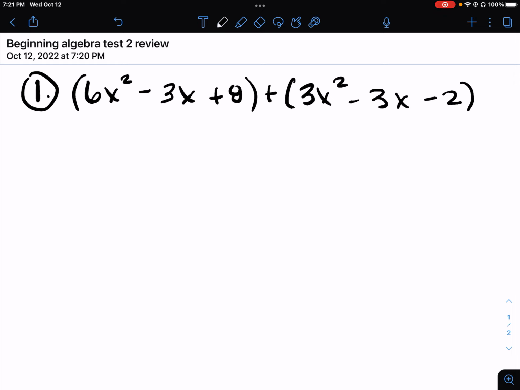Dollars plus dollars equals dollars. So 6x squareds plus 3x squareds, we have 9x squareds because it's the same thing. You don't suddenly have something different. Minus 3x plus minus 3x is minus 6x, and 8 minus 2.